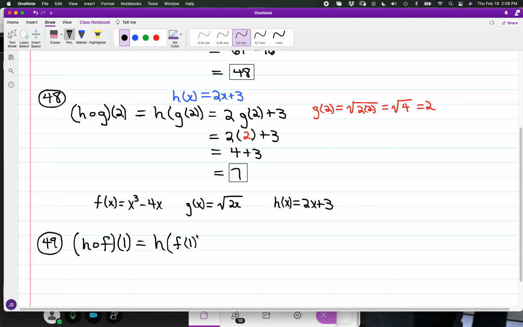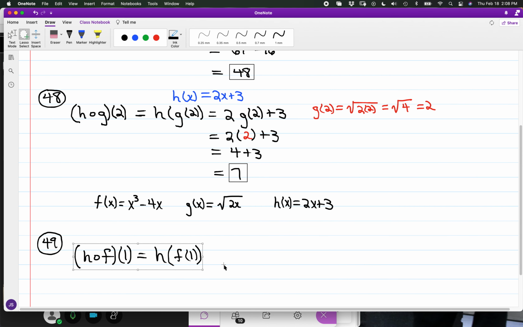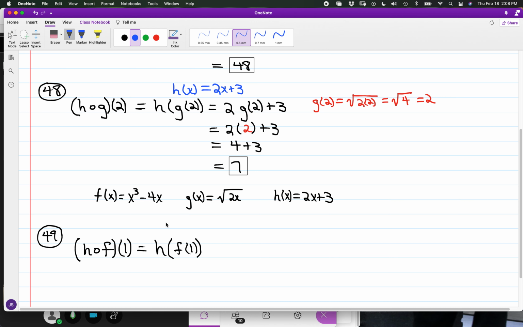Okay, so we have h of f of 1. Once again, the output function is h, so we'll operate in accordance with h of x. Again, h of the input is equal to 2 times the input plus 3. Now, instead of x, we have the input f of 1, and we're looking for the numerical value of f of 1.